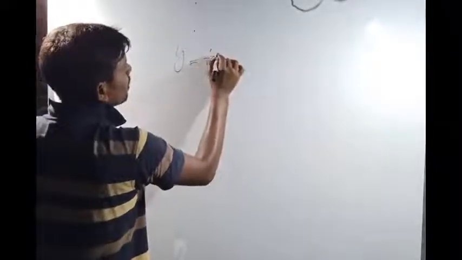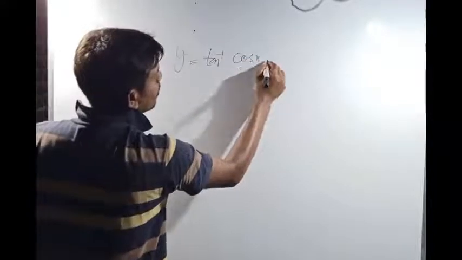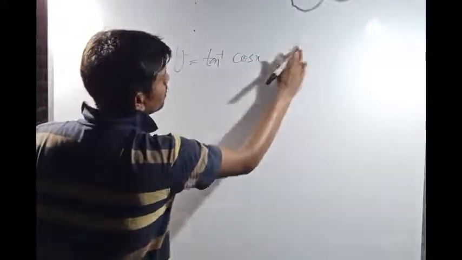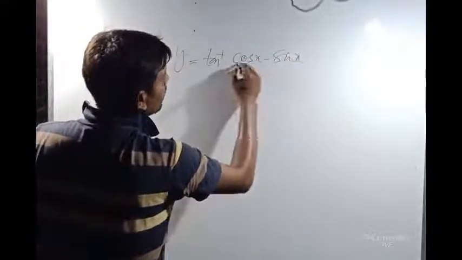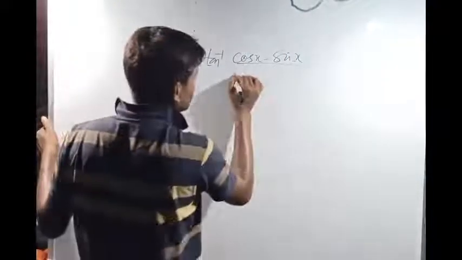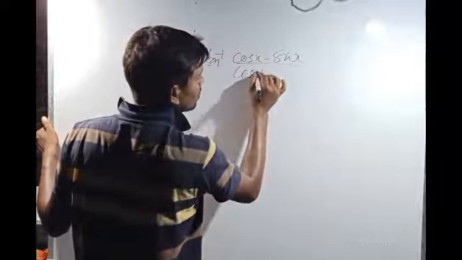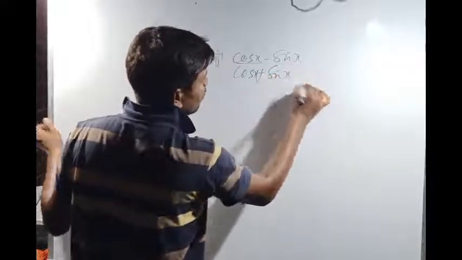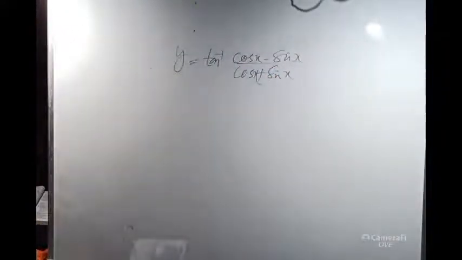Now y equals tan inverse of (cos x minus sin x) divided by (cos x plus sin x). Okay.